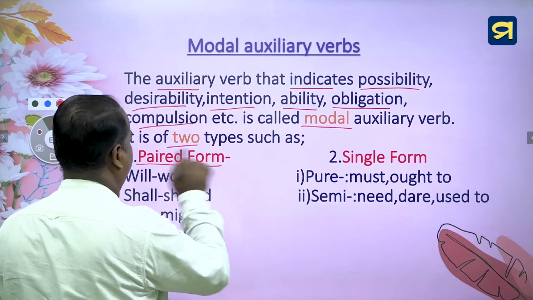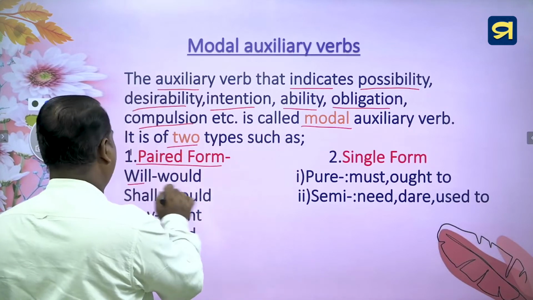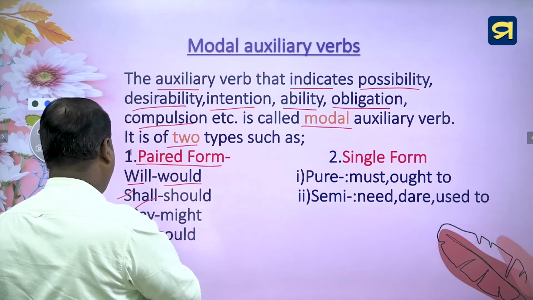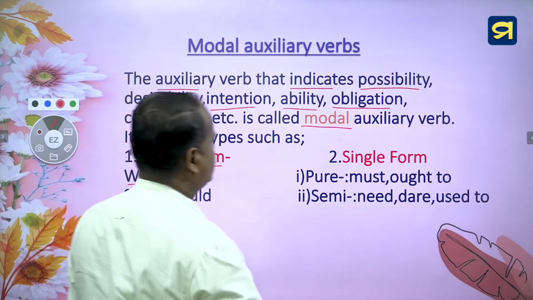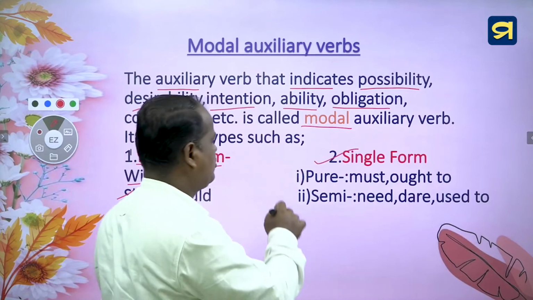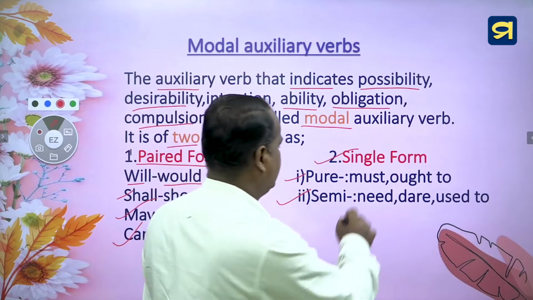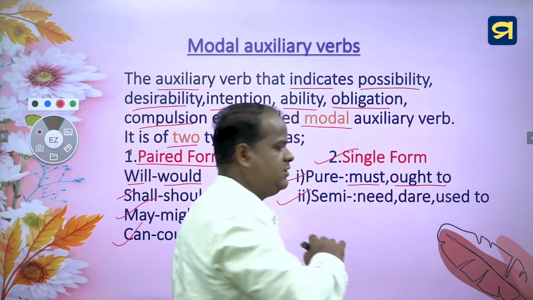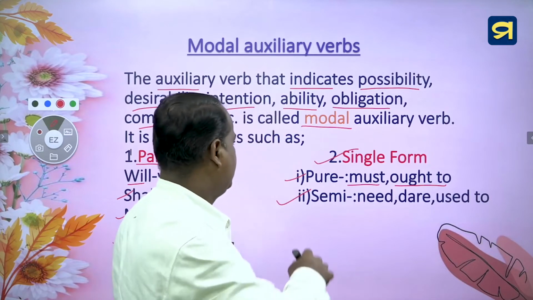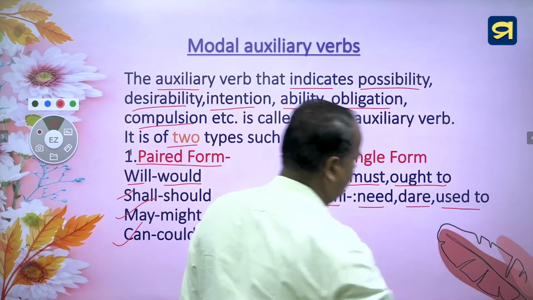First one is paired modal form. What are they? Will and would. These are the paired forms. Shall and should, may and might, can and could. The second modal auxiliary form is single form. This is of two types, pure form and semi form. What are the pure forms? Must and ought to. These two verbs are known as pure modal forms. Then semi form: need, dare and used to.